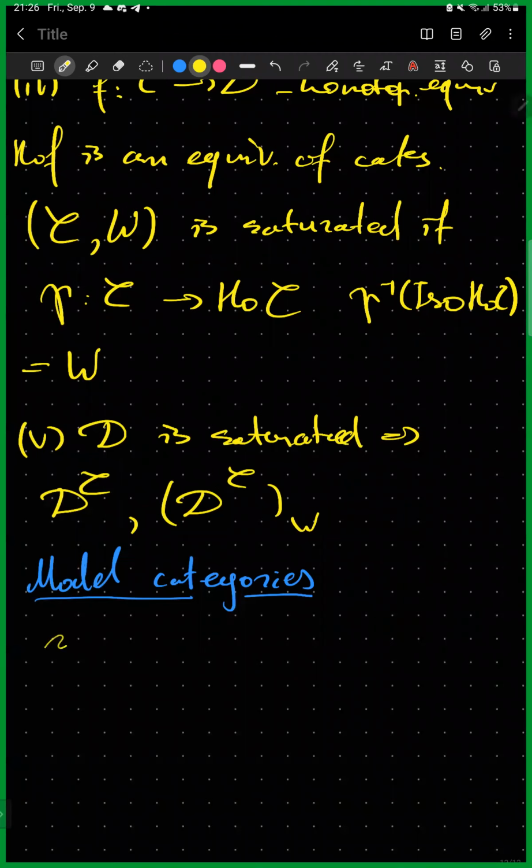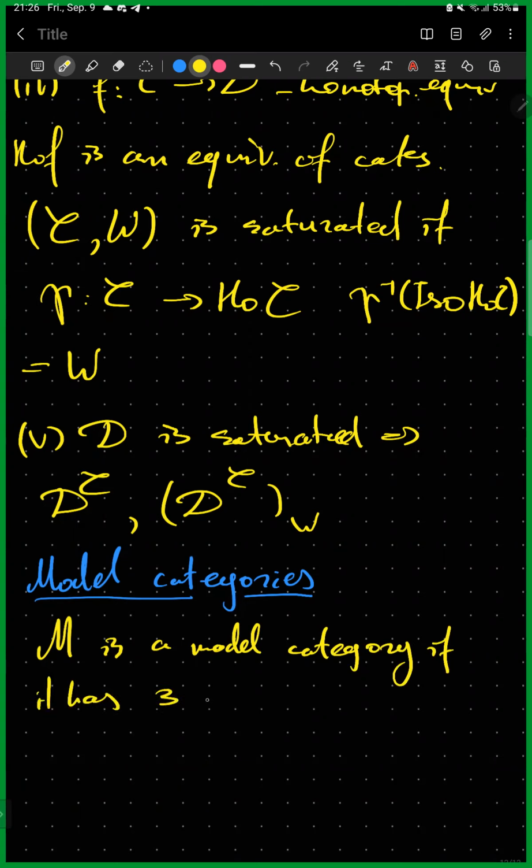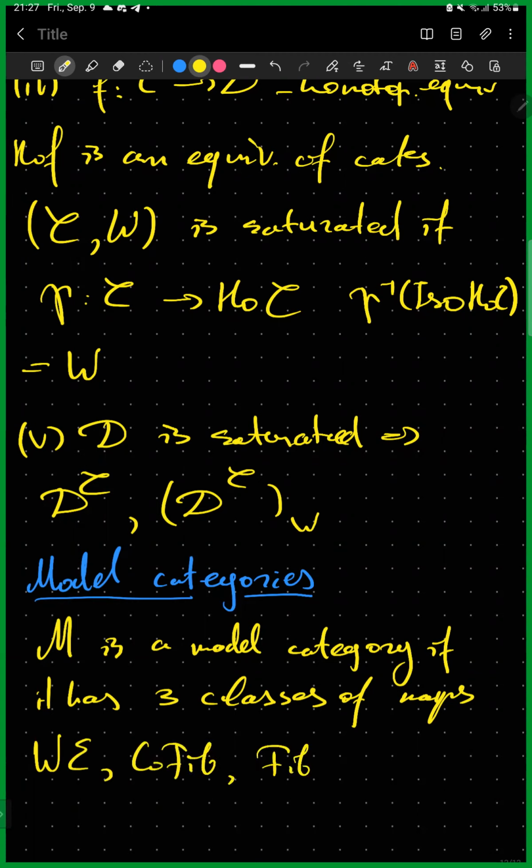So M is a model category if it has three classes of maps, with equivalences, cofibrations, and fibrations, denoted by this equivalence sign over an arrow, this kind of arrow, and a two-headed arrow.